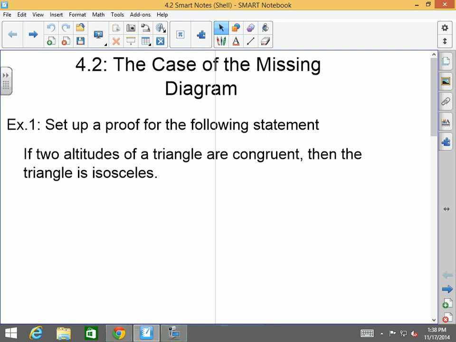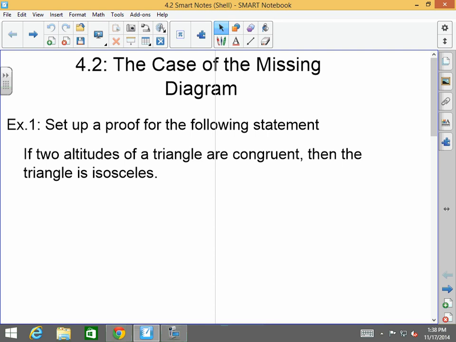Example 1, set up a proof for the following statement. Notice, I did not say prove it. I just said set it up. You're going to have some questions on the quizzes and the tests and the homework that's going to just say set it up. And then you're going to have some that's going to say set it up and prove it, okay? But I think that the most important part here is being able to set it up, understand what the givens were, understand exactly what it is that you're trying to prove for, and of course being able to draw the figure.